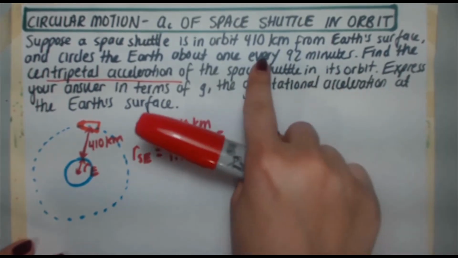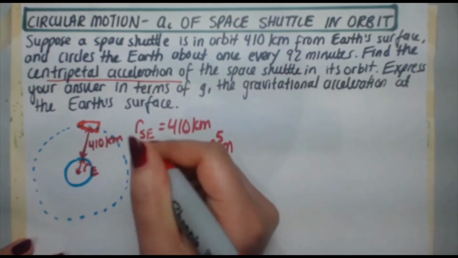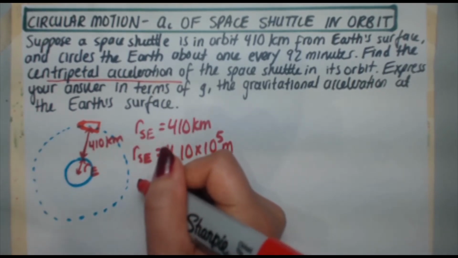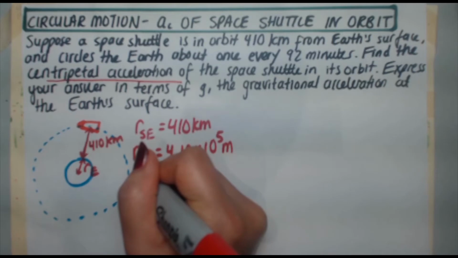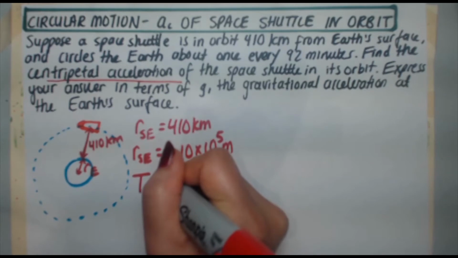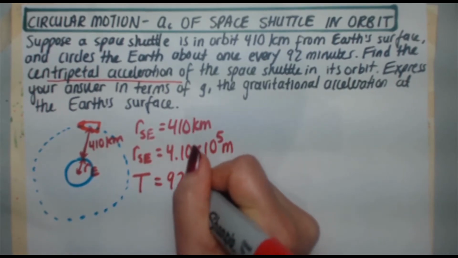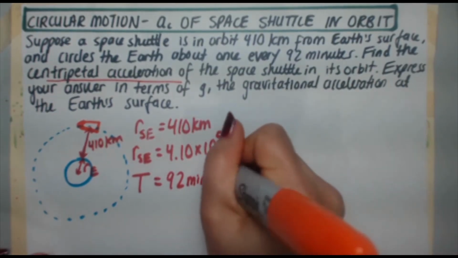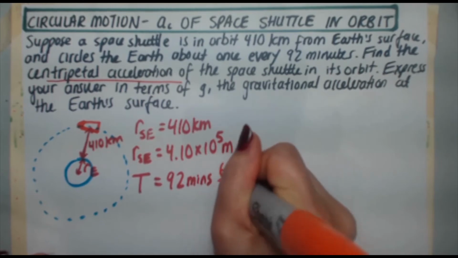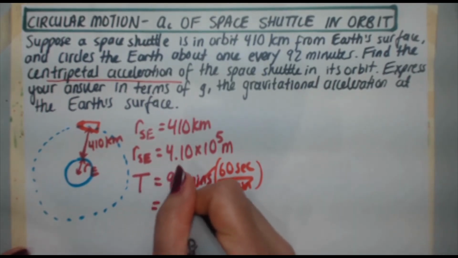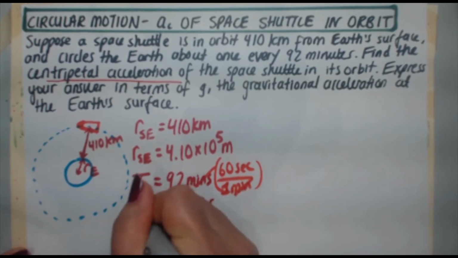Next, we're told that every 92 minutes, the shuttle goes around once. That's called the period of the orbit. Period is a form of time, the only difference is we don't label it as a lowercase t like regular time. Because it's period, it gets the capital letter T. So capital T is 92 minutes. To get that in seconds, we know 60 seconds is 1 minute, so you're multiplying by 1. The minutes cancel. 92 times 60 is 5520 seconds. So we've got our period.